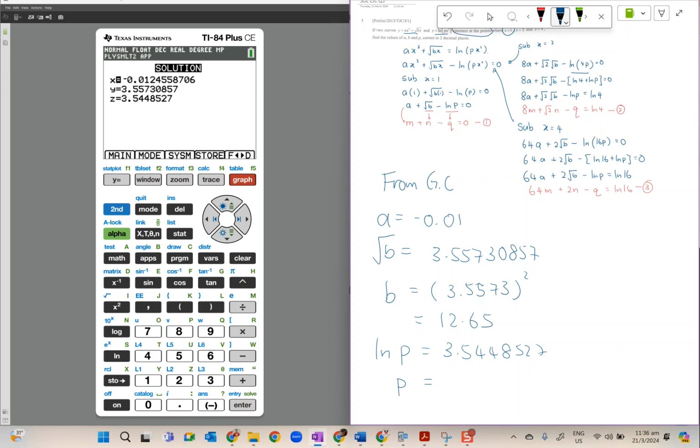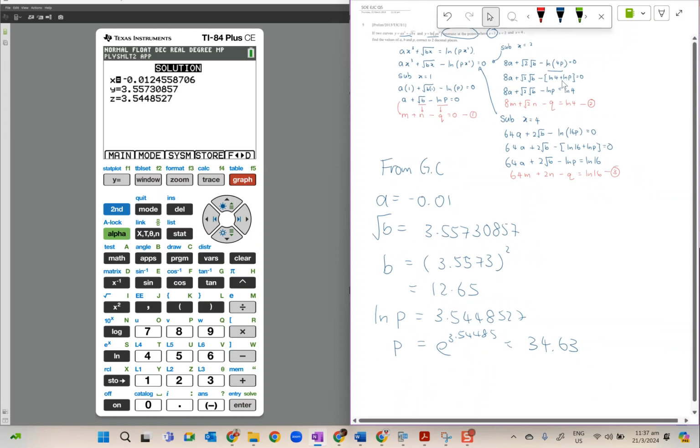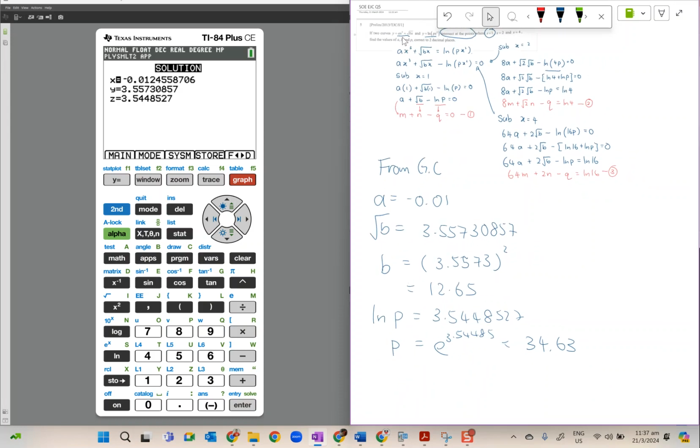The last one, ln p equals 3.5448527. The inverse of ln is e to the power of 3.54485. Use the whole long string of values, and you are going to get your answer, e to the power of 3.5448527, and leave it in two decimal places, 34.63. And this is how you solve this question, where you have to know that simultaneous means you equate two equations together, sub in the x properly, replace those weird variables with a new variable, and key into your GC. After you find the answer, remember to find back the correct answer.